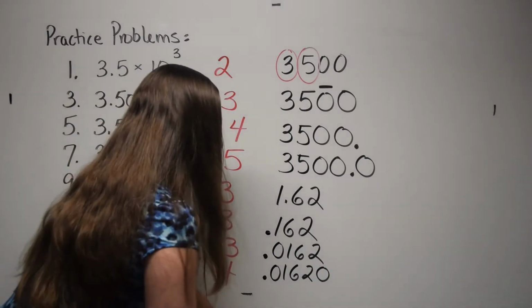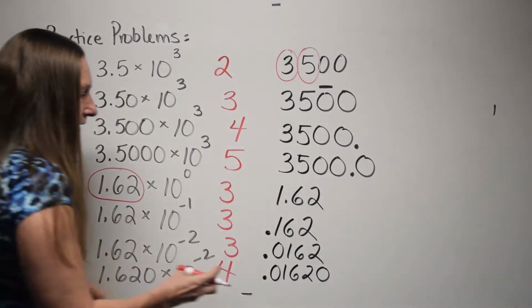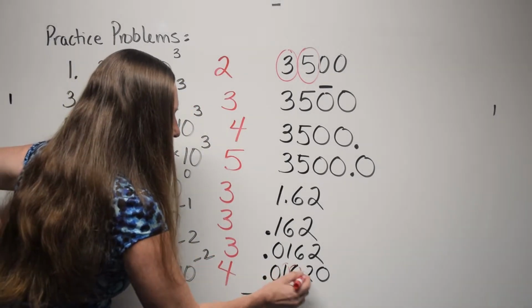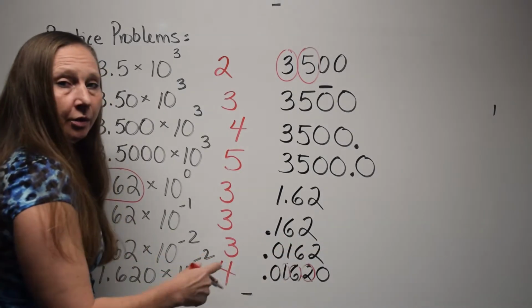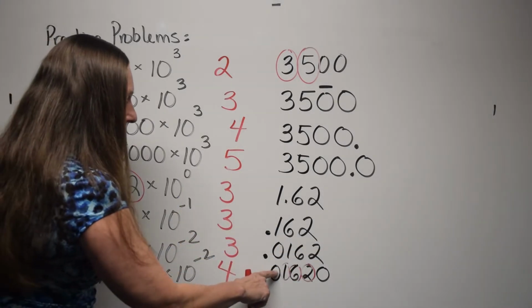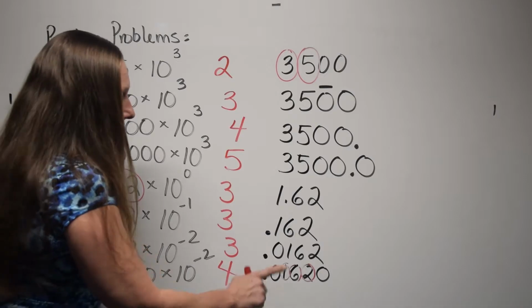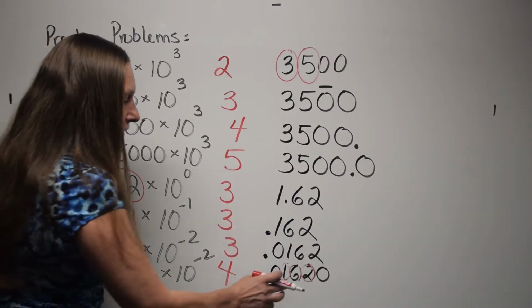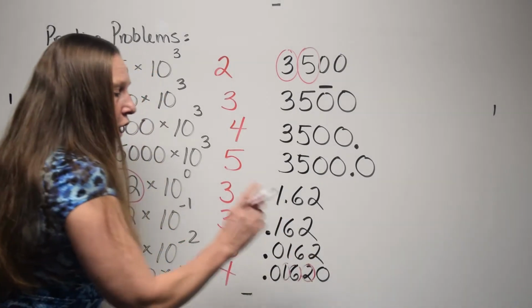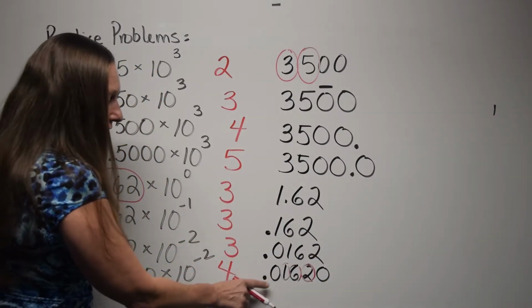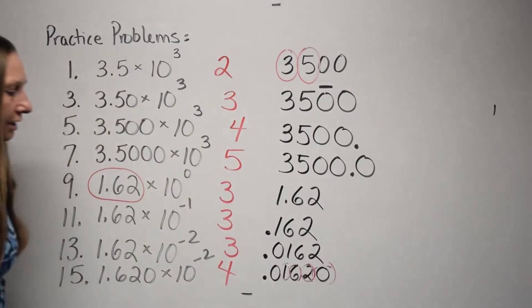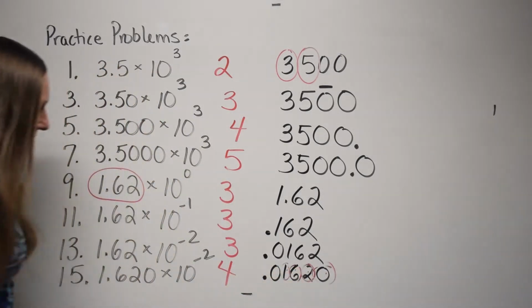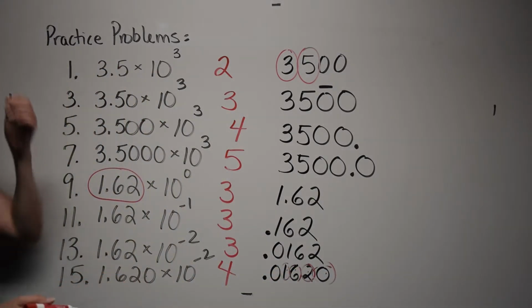All right, let's double check that. Non-zeros are significant. 1, 2, 3. Zeros between, there are none. Zeros before, this 0 is not significant. Zeros before the first non-zero are not significant. Zeros after the last non-zero are significant if there's a decimal, therefore this 0 is also significant. 1, 2, 3, 4 significant figures.